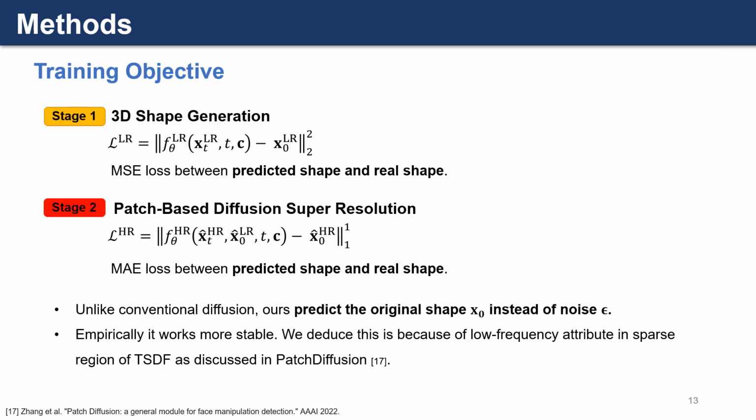These are the objective functions of our framework. The first and second stage models are trained by comparing the predicted shape and the real shape. The difference from conventional diffusion is that our framework predicts the denoised shape instead of noise, because TSDF values are low frequency far from the surface, but Gaussian noise has even frequency in any location of 3D space. Therefore, we deduce that the reason is that predicting low-frequency TSDF is easier.